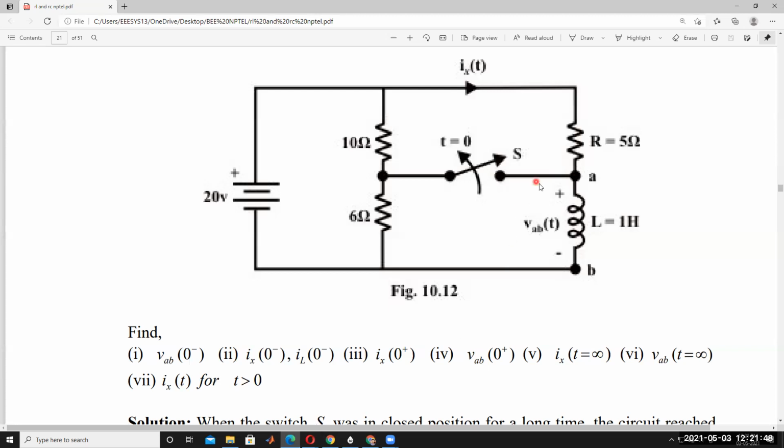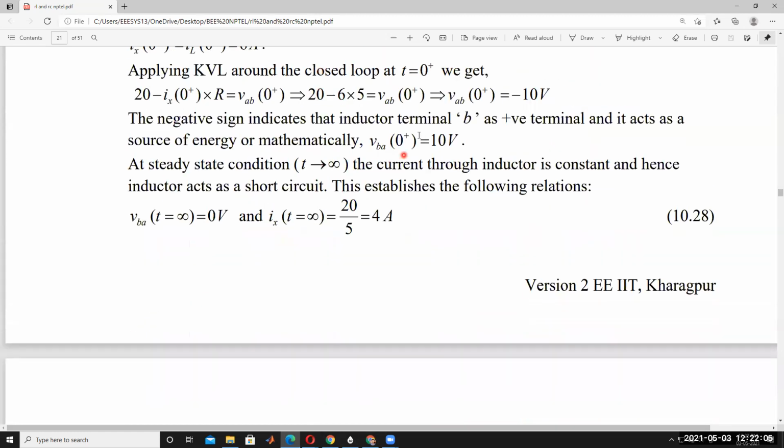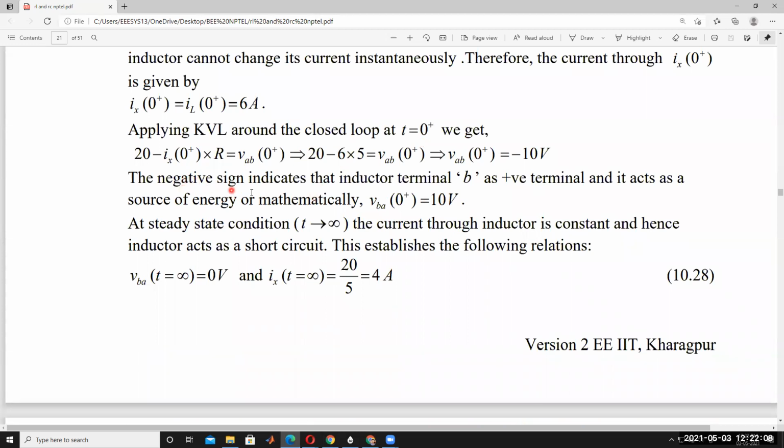Now VAB of 0 plus, the voltage across the inductor after the switching action. The inductor does not allow sudden changes in current, that's why it acts as an open circuit with a current source. So by applying KVL in this loop, you will get minus 10 volts. The negative sign indicates the inductor terminal B is the positive terminal, and it acts as a source of energy. Mathematically, VBA of 0 plus is equal to 10 volts. So it acts as a source of energy. Understood what the meaning of minus is.